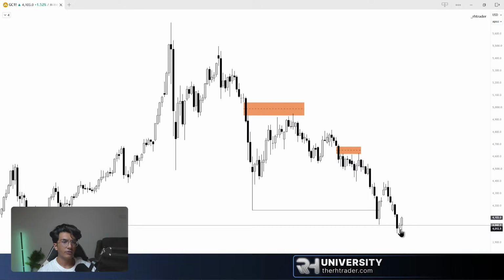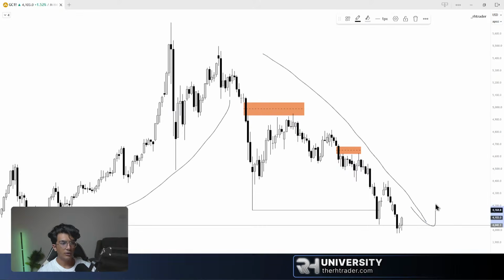Now you cannot frame a bias for gold. Why? Because we have fulfilled the sell model, right? The sell model has been fulfilled when price took out this low.